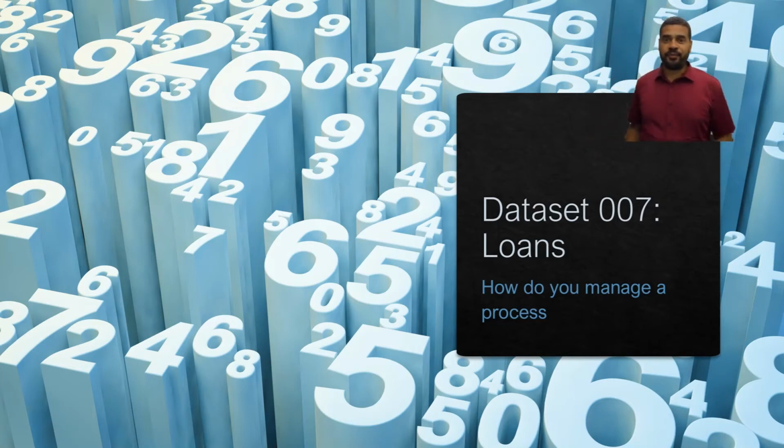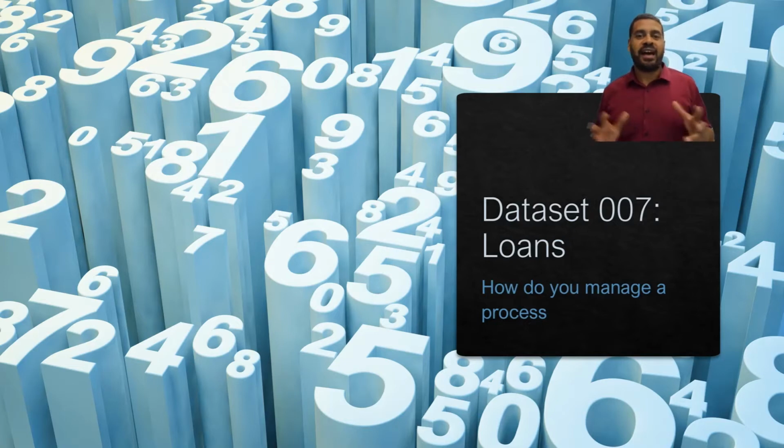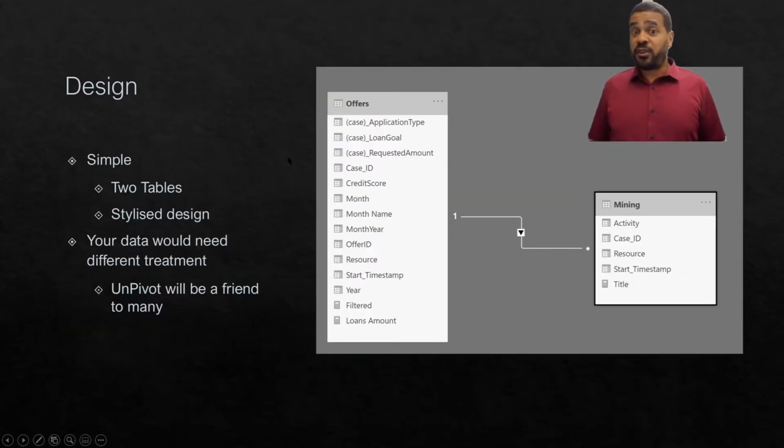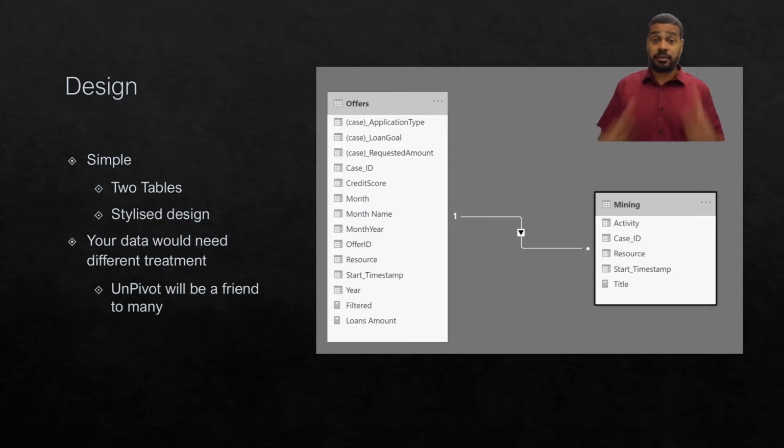All right, lads and lasses, week two, Dataset 7, loans. How do you manage a process? So, in week one, we had a look at the raw data. Where's the CSV file coming from? How does it start to knit together? We built two tables. Looks dead good, dead simple, isn't it? I know what I'm doing.